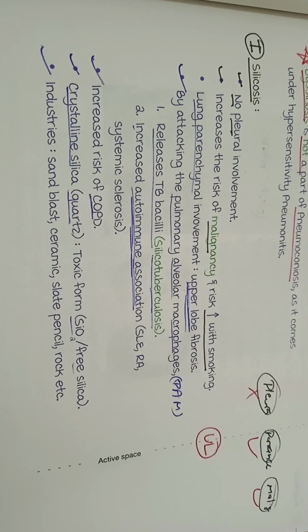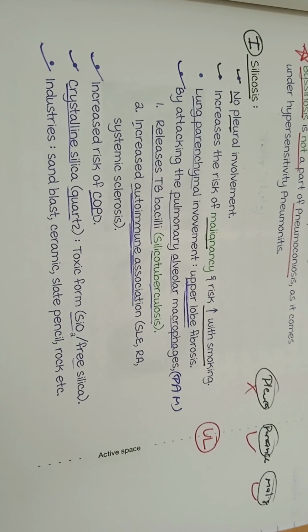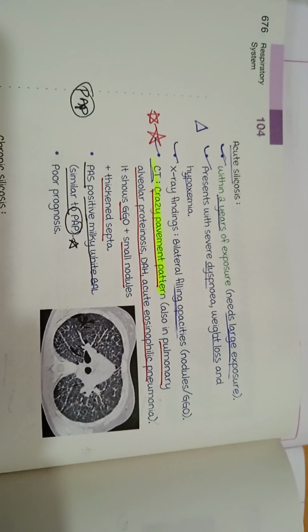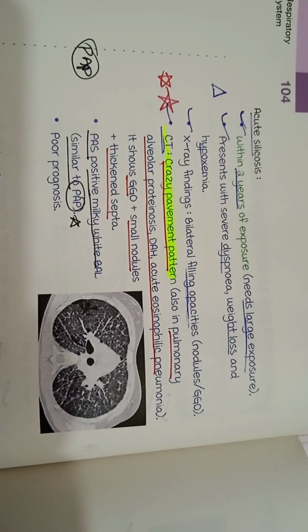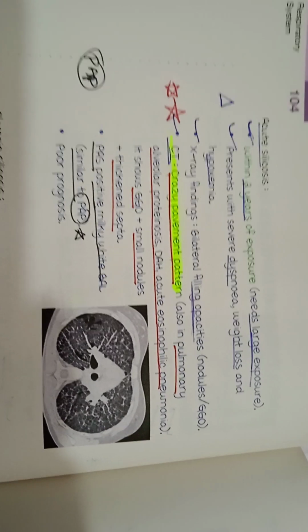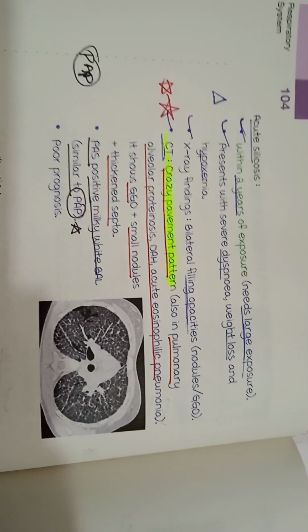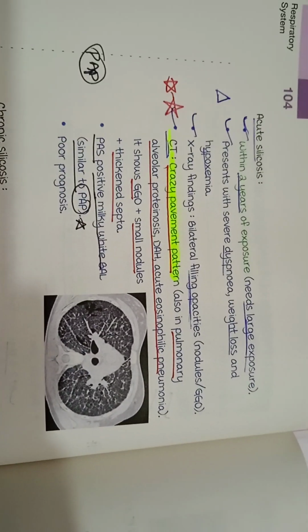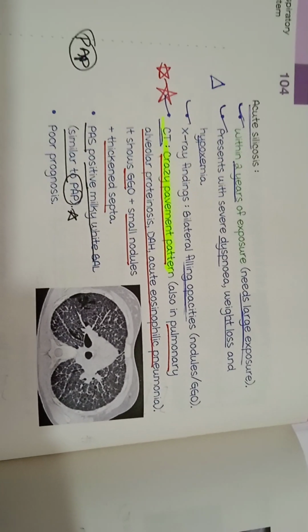In the sandblasting, ceramic, and slate pencil rock industries, silicosis occurs. Acute silicosis occurs within 2 years of massive exposure. The features are severe dyspnea, hypoxemia, and weight loss. In X-ray, we will find bilateral fluffy opacities. In CT scan, the most important finding is the crazy paving pattern.